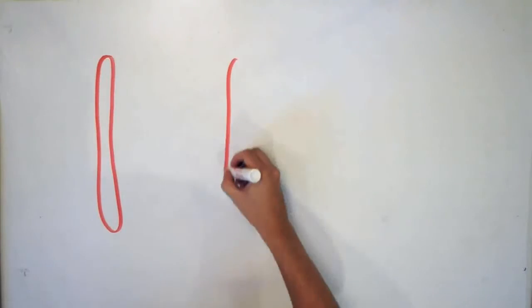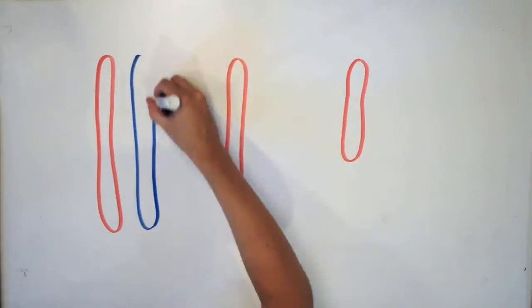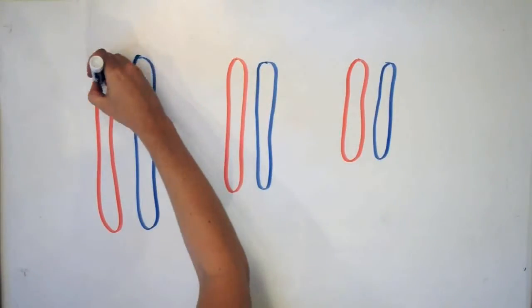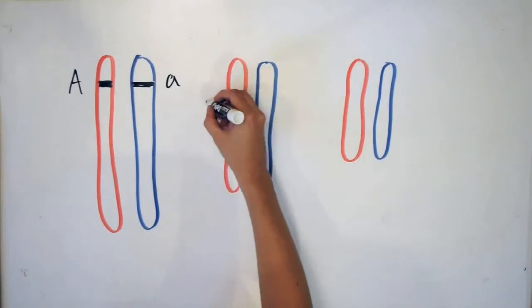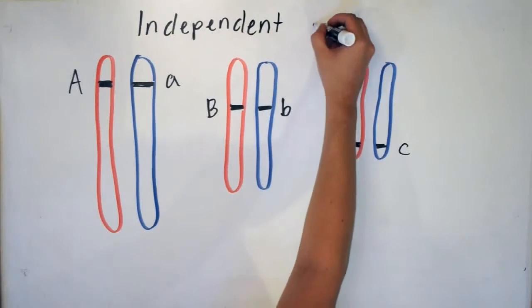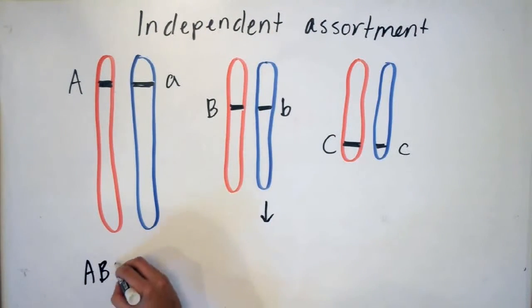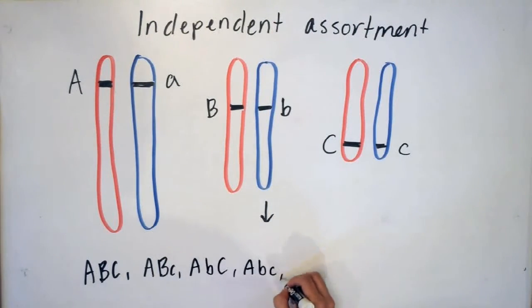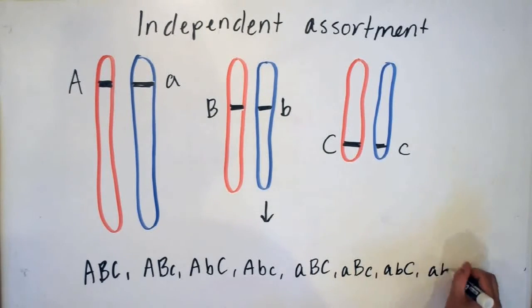Let's imagine a cell that is heterozygous for three genes, A, B, and C. Each gene has two alleles: big A, little a; big B, little b; and big C, little c. If all three genes are located on different chromosomes, then they will sort independently, yielding 8 different combinations of alleles.